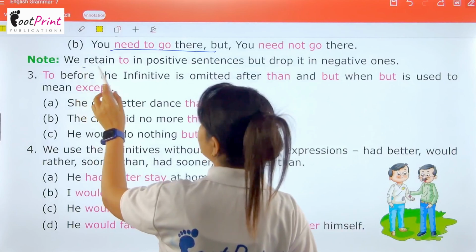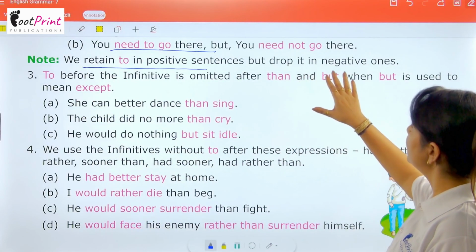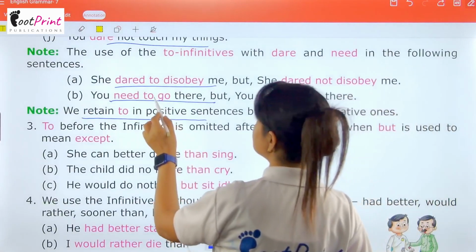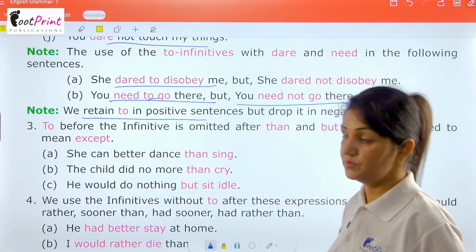Now, we retain "to" in positive sentences but drop it in negative sentences, as you can see here. In positive sentences we will use "to", but in negative sentences we will not use it. Okay.